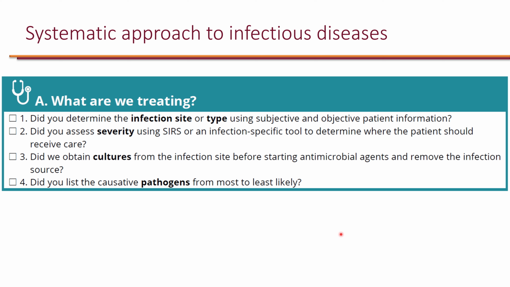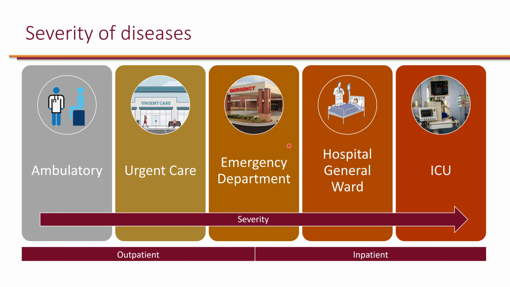The first thing to do in a systematic approach to infectious diseases is to start with the question, what are we treating? And there are 4 questions to ask. First, did you determine the infection site or type using subjective and objective patient information? That includes signs and symptoms that are specific to an infection type, or it could be general manifestations of infections. Second, did you assess severity using SIRS or an infection-specific tool to determine where the patient should receive care? As we learn about different infections throughout this course, we will talk about infection-specific tools that are relevant.